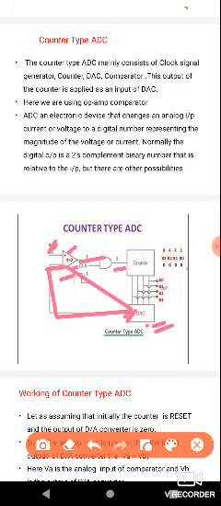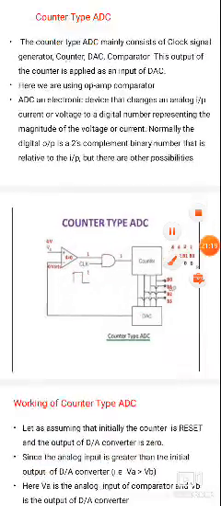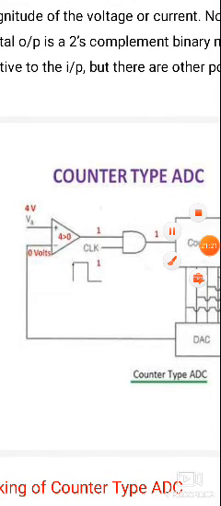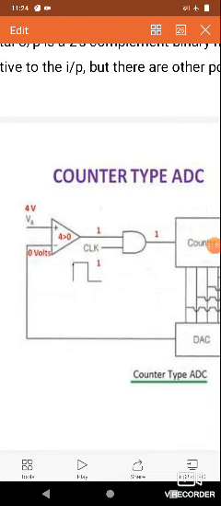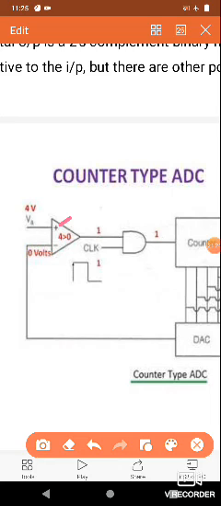Just observe here, the analog input voltage is connected to the non-inverting terminal of the op-amp. The inverting terminal of the op-amp, why? Because it is called non-inverting, it will be connected to the positive input.